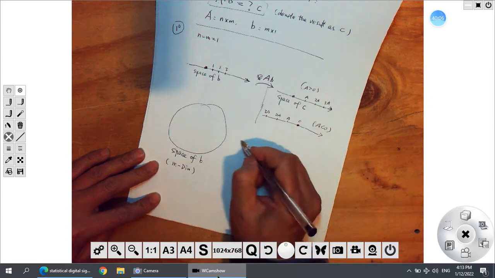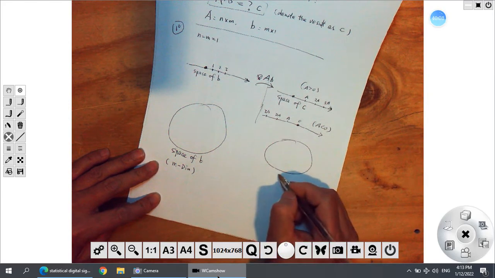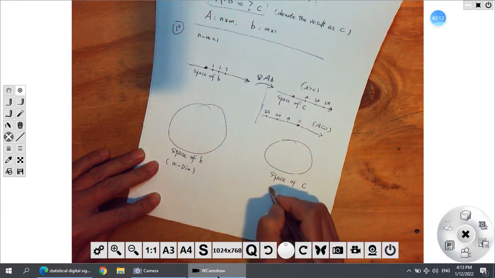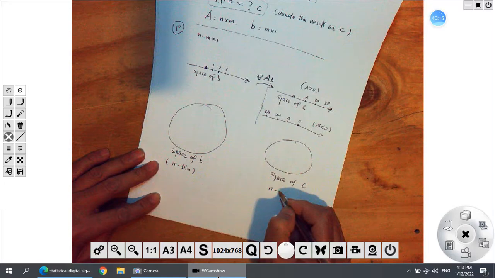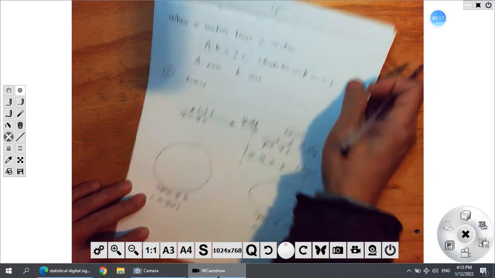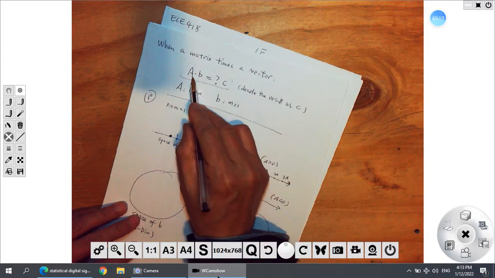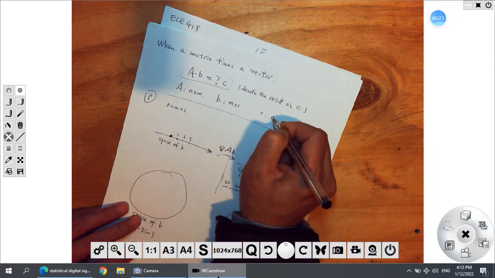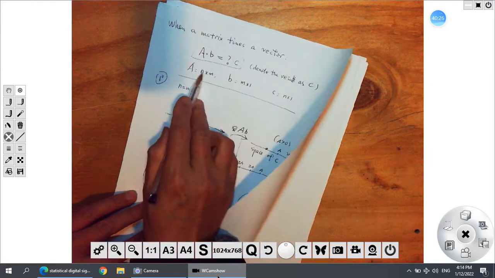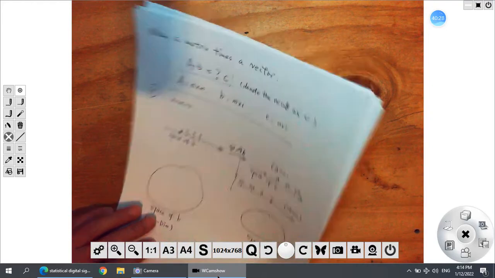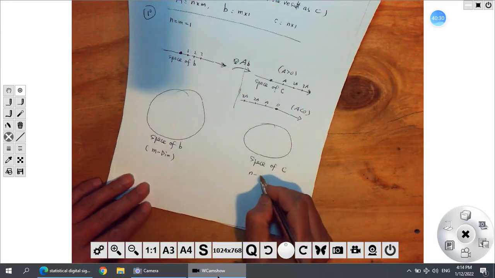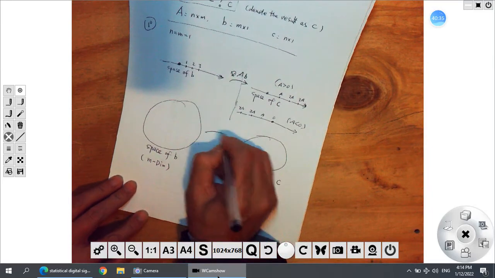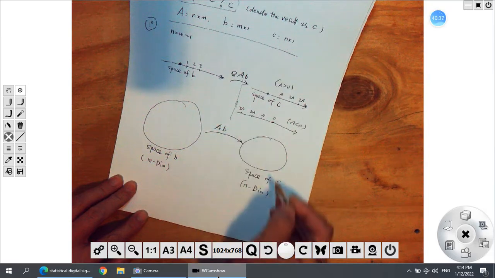And this side we have a space of C, which is n dimensional, right? It will be n by m times m by 1, then the result C will be n by 1, right? You multiply it together, you get n by 1. So this is n dimensional, and A times B, right?